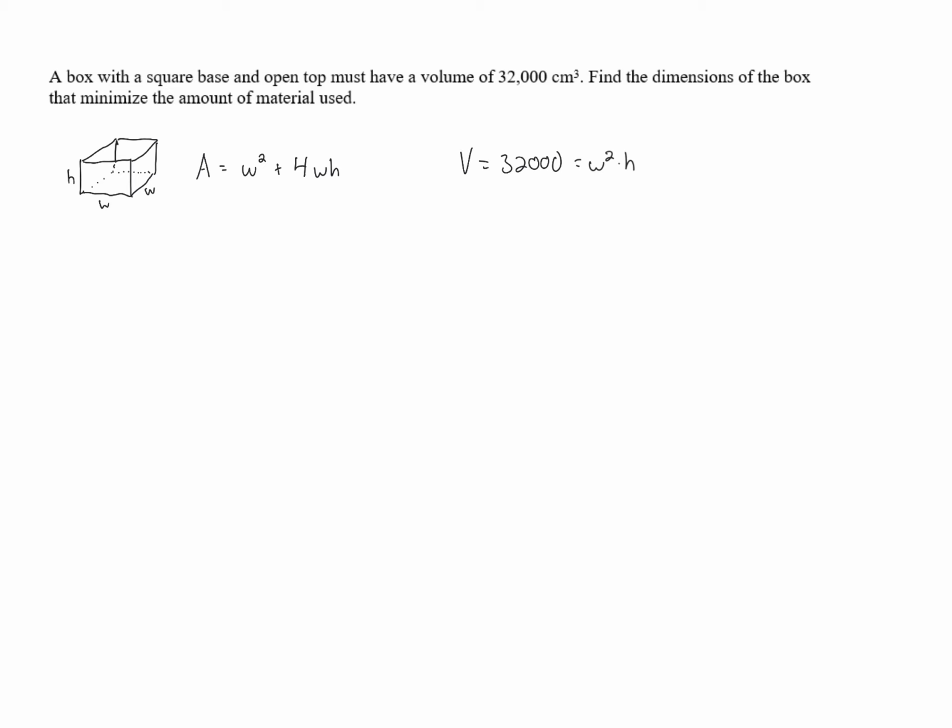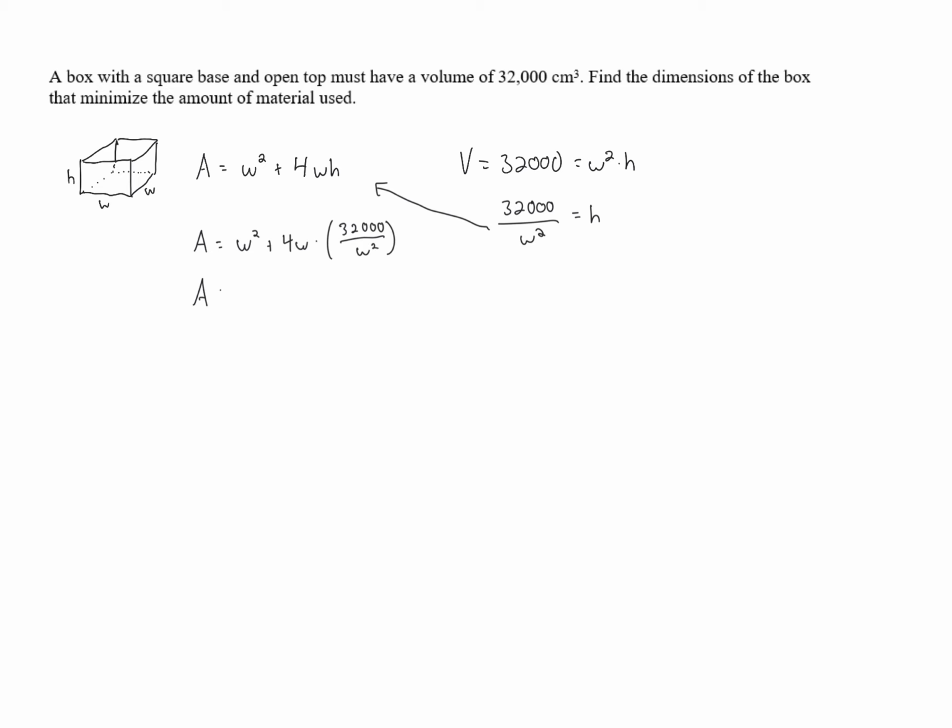And so we can use this equation to eliminate one of the variables. It's easiest to get h alone. We can do that by dividing both sides by w squared. So that gives us h is 32,000 over w squared. And then we can plug that in for h in the formula for area. And that gives us A equals w squared plus 4w times h, which we saw was 32,000 over w squared.